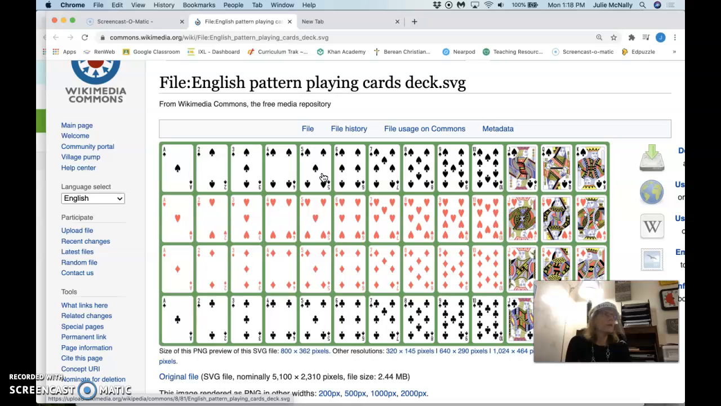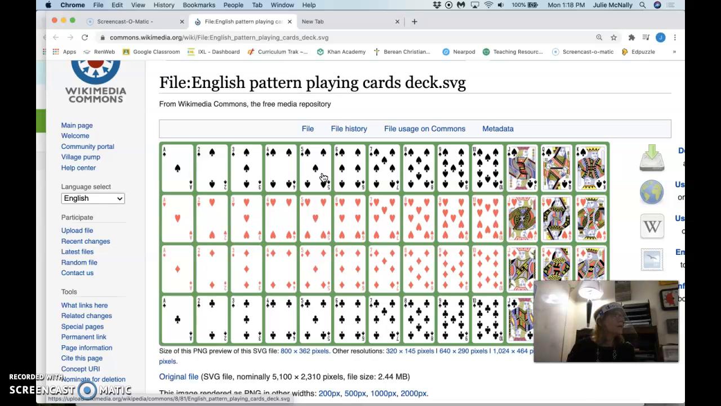What do you notice about a deck of cards? First of all, how many are in a deck of cards? 52. Okay, so 52 cards in a deck, and what do we notice about the colors of the cards? They're black and red. How many are black and how many are red? There's actually 26 black and 26 red. Write this down because this is important. We're going to need it.